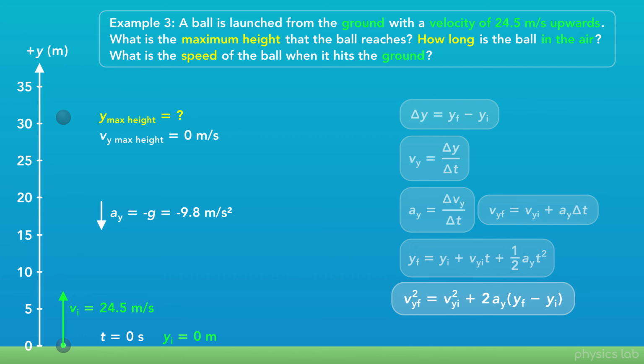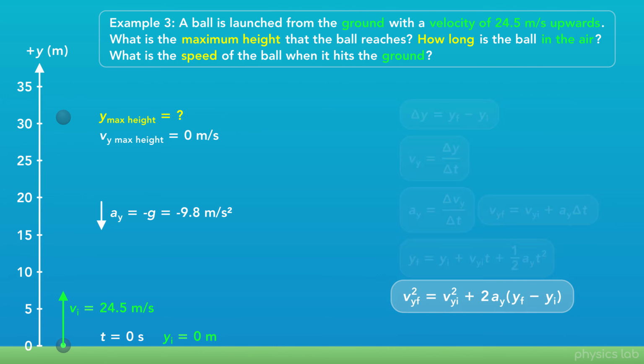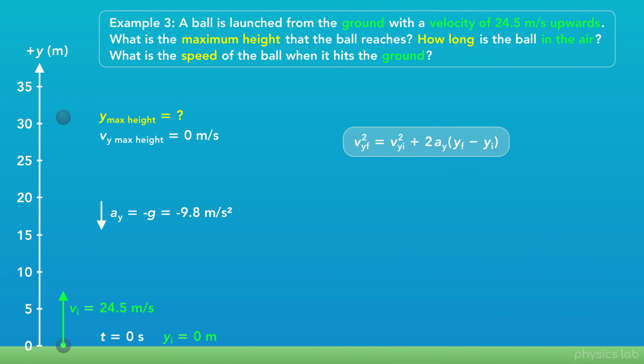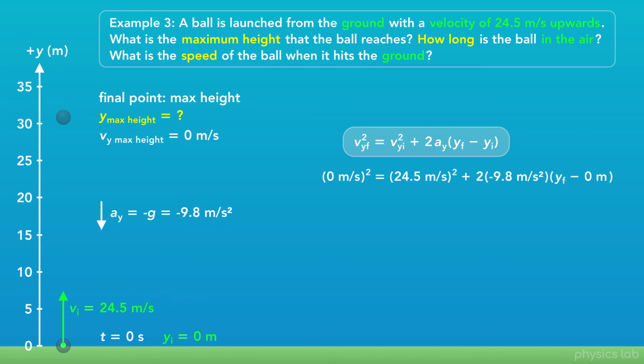The only one we can use with the information we have is this equation. For this part, we're treating the maximum height as the final position. So we plug in 0 meters per second for the final velocity, 24.5 meters per second for the initial velocity, negative 9.8 meters per second squared for the acceleration, and 0 meters for the initial position.